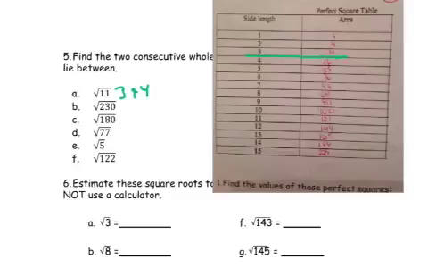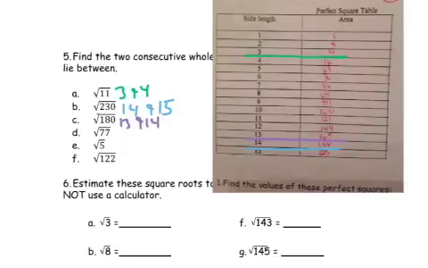The next one, the square root of 230. Well, 230 is in between 196 and 225. So my side length would have to be in between 14 and 15. The square root of 180. Well, 180 is between 169 and 196. So my side length would have to be in between 13 and 14.